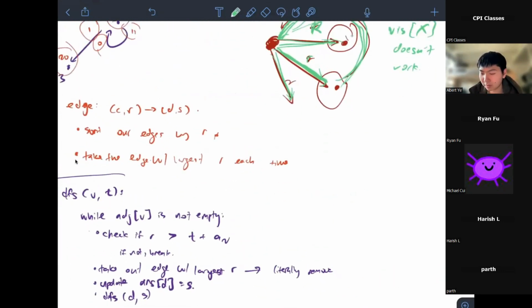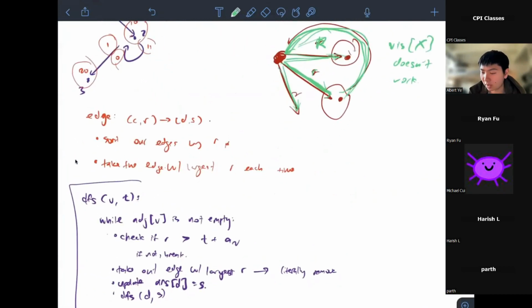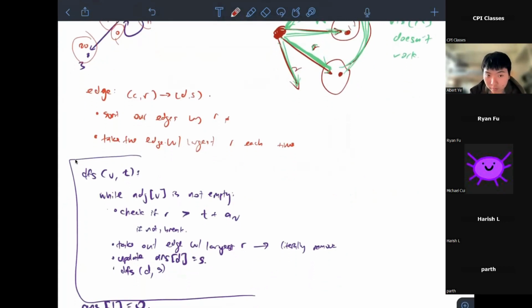So our TLDR here is that this is basically a DFS. The only difference being that we sort our edges and then remove them without the inclusion of a visited array, but rather instead a priority queue. Or not necessarily a priority queue, just sorting our edges and then removing the largest one each time.